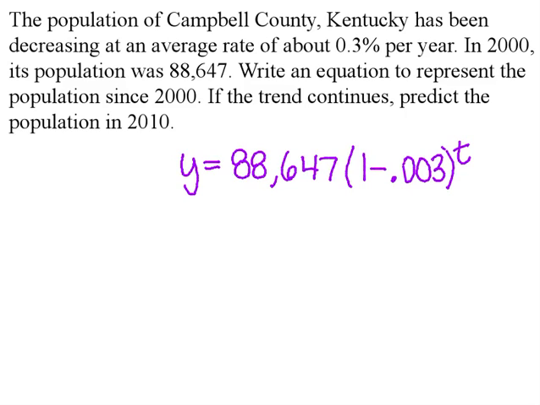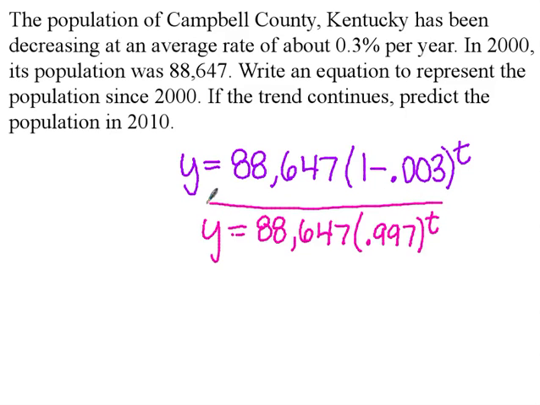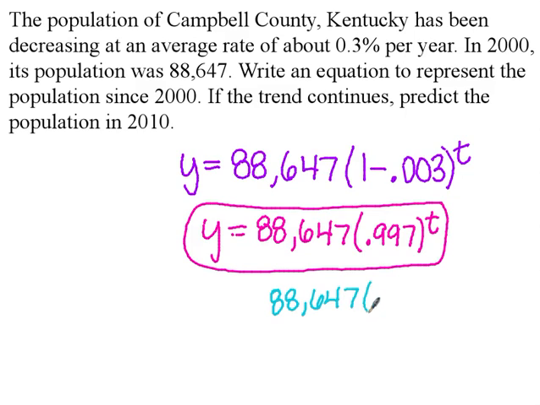Okay, so I get y to equal 88,647. What's going to go in parentheses here? 0.997 to the t power. Now, we want to find what the population is going to be in 2010. So what are you going to do? 10 for t. So go ahead and calculate that for me. Take 88,647 times 0.997 to the 10th power. 86,023.21.